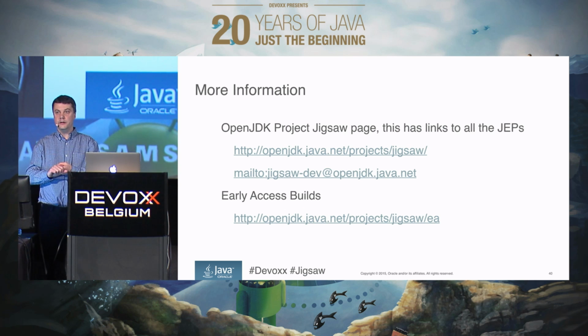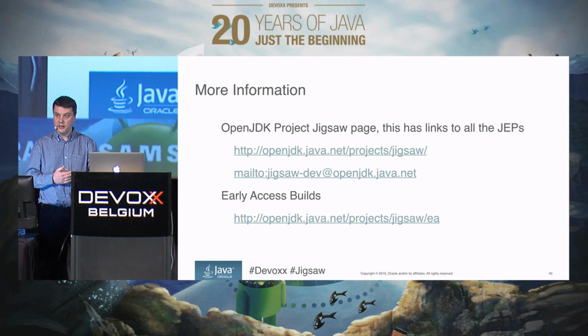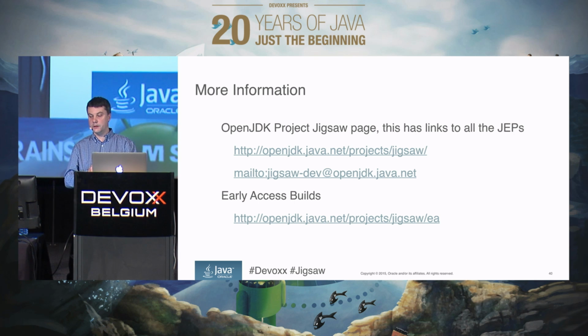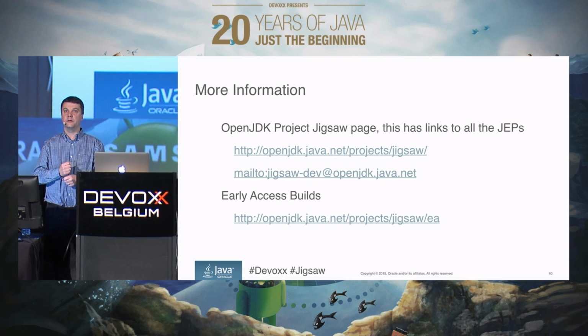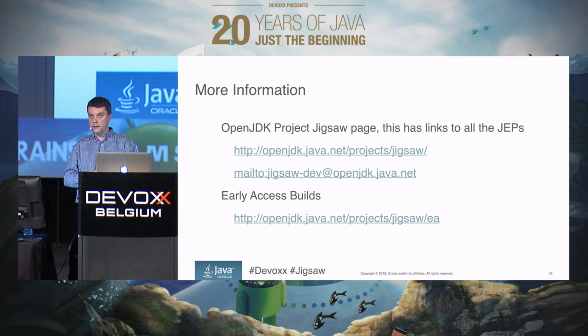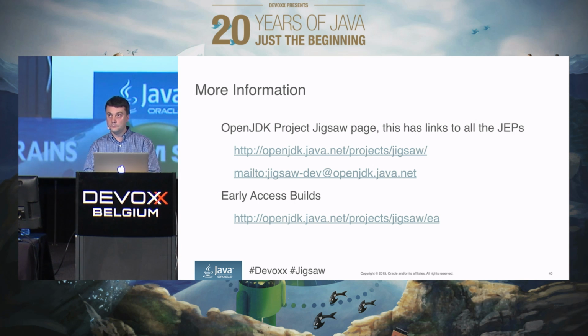Some more information. All the documents and all the material related to what we're working on here can be found on the OpenJDK project Jigsaw page. That has the links to the JEPs and other documents that we have. The mailing list that we ask people to send feedback and questions to is the jigsaw-dev OpenJDK java.net list. And for the early access builds, the link is at the bottom of the slide.